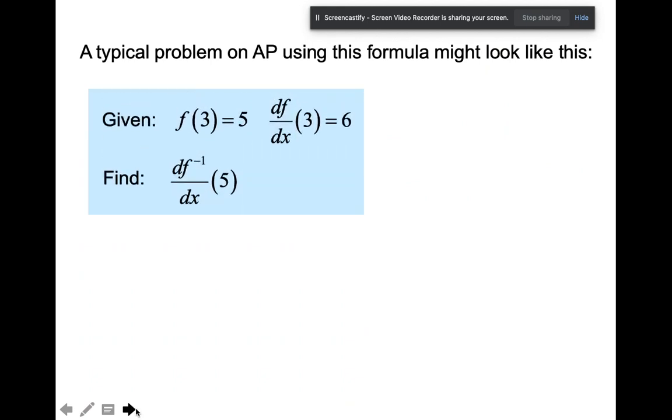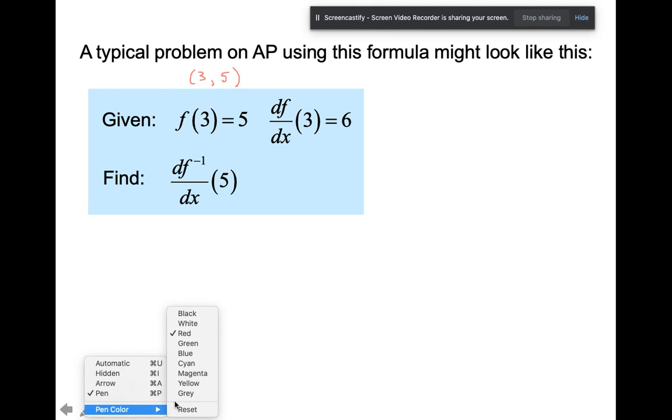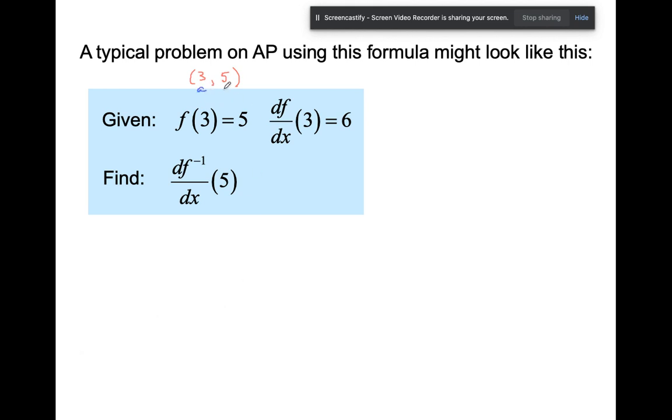So here's how AP might test you on this. They didn't tell you what f is. They just said, I have f of 3 is 5. So you think to yourself, 3, comma, 5. A, comma, f of a. Domain, comma, range. The derivative of the original was 6.